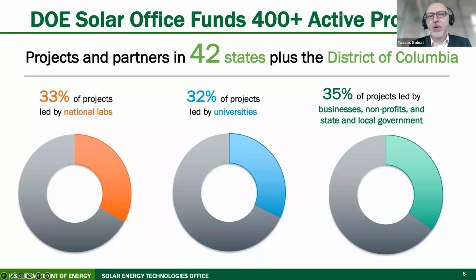We do this 3 ways, as I mentioned. We drive the technical innovation and the soft cost reduction that's necessary to make solar affordable and broadly accessible. We enable solar to support a reliable, resilient, and secure power grid. And we also support job growth, manufacturing, and the circular economy. We execute this mission by funding more than 400 projects around the country, which are led in roughly equal measure by the national labs, universities, and businesses, nonprofits, and state and local governments.